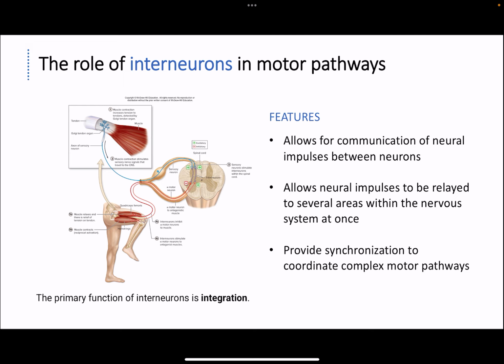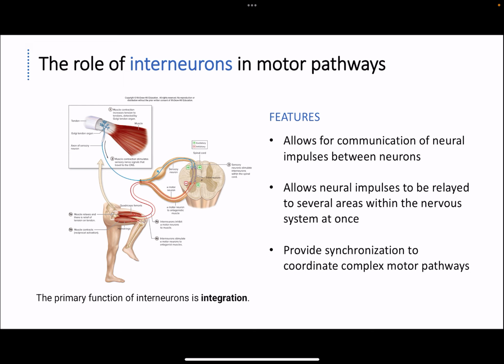In between, you have an interneuron, right? So they allow communication and relay of impulses between. And they also help with complex movements and complex motor pathways. So this pathway that you see to the left, we'll talk about this more later with our Golgi tendon organ. And this organ in general, for now, you can know that it's just monitoring tension of the muscle.